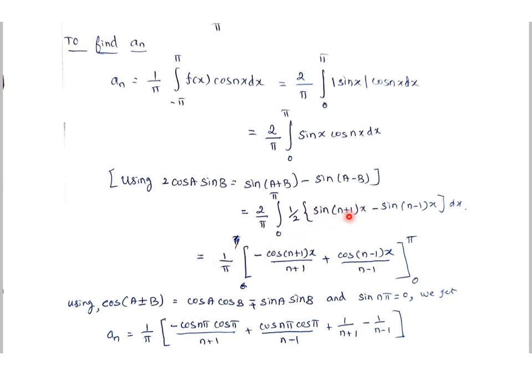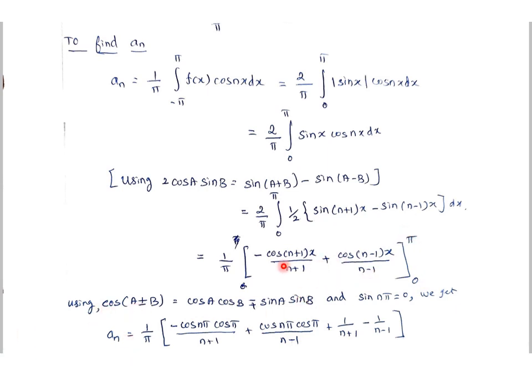Integrating sin of (n plus 1)x will become minus cos of (n plus 1)x by (n plus 1). Similarly, the integral of sin of (n minus 1)x will become cos of (n minus 1)x divided by (n minus 1), integral 0 to pi.